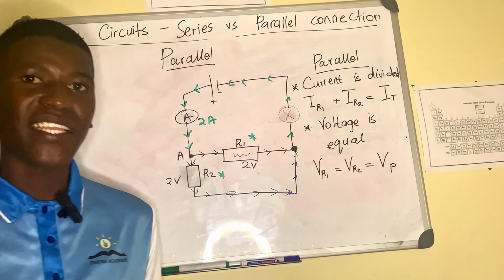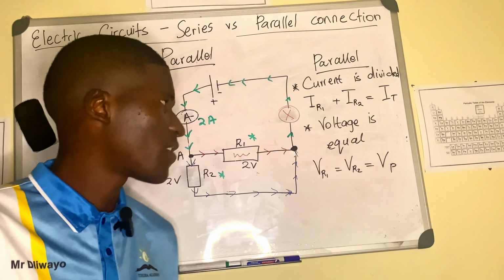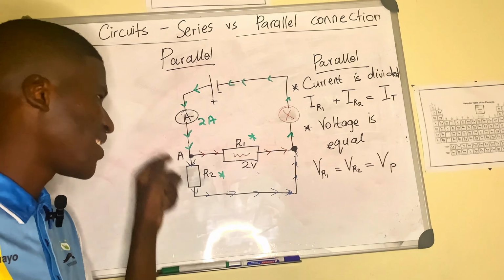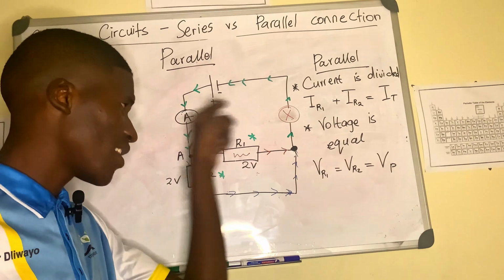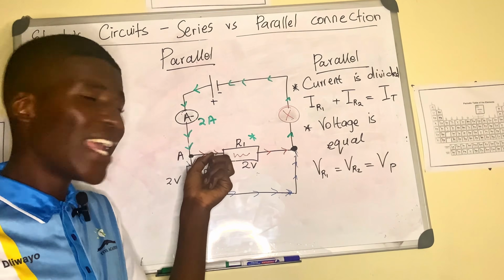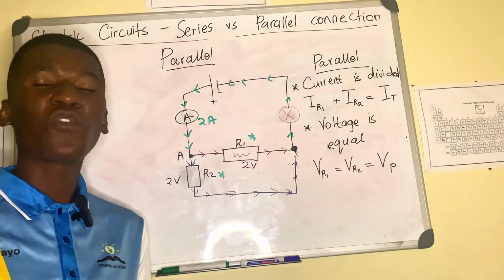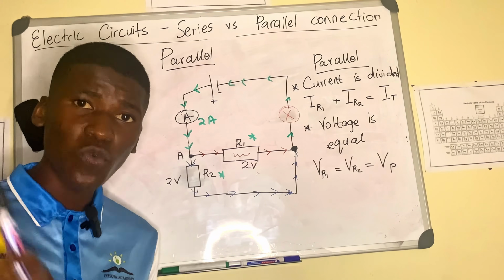So the question can say calculate the voltage of the parallel combination. Just know that the voltage of the parallel combination, the total voltage of this parallel combination, is the same as the voltage here, which is 2 volts. And here is also the same thing, 2 volts. So voltage is equal when you've got resistors that are parallel to one another.